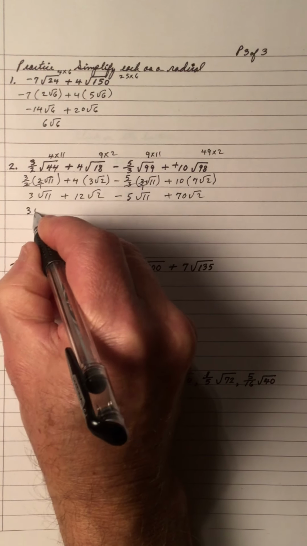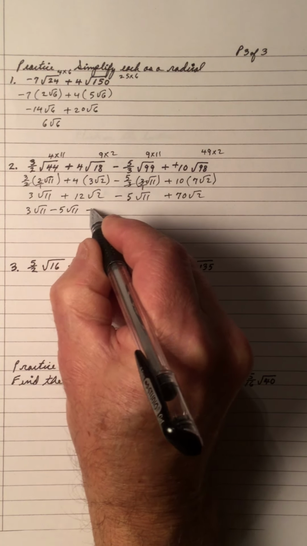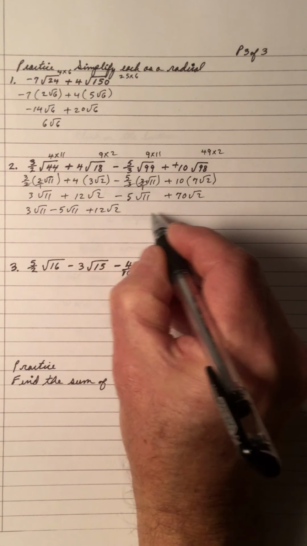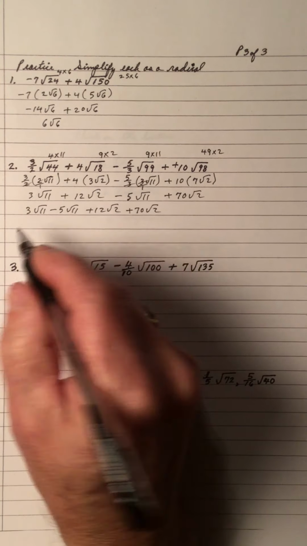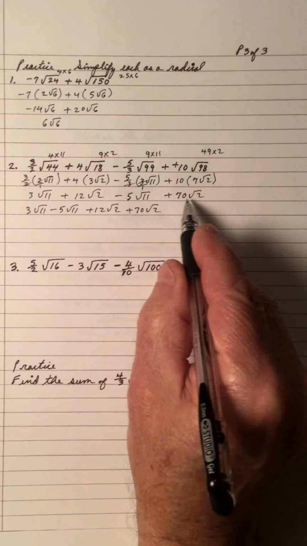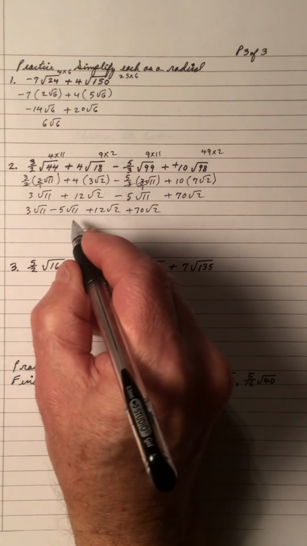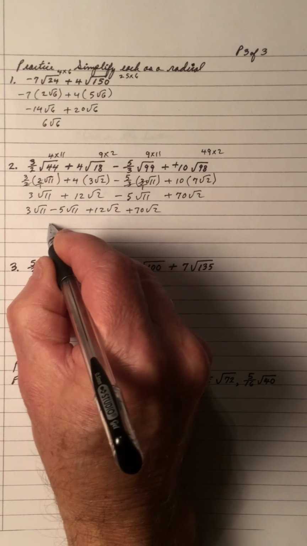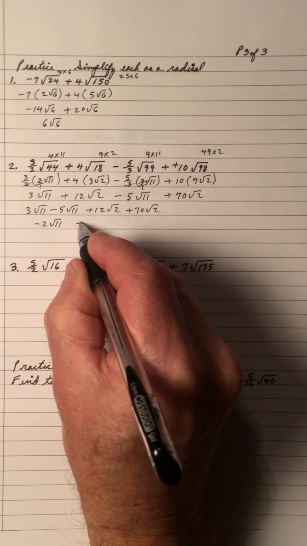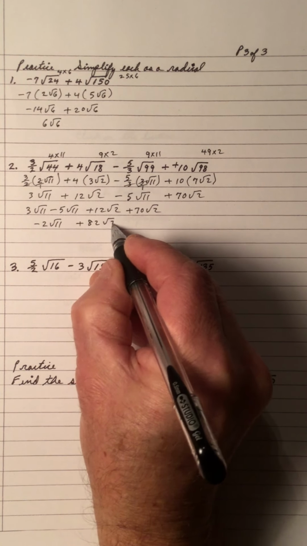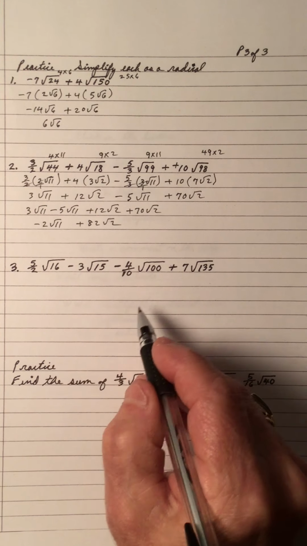I got a 3 root 11. I got a negative 5 root 11. I'm combining like terms, so I'm putting the like radicals next to each other. You could put root 2's first and then root 11's. Either way makes no difference. Notice when I moved them around, I didn't change the sign because I'm not transposing across an equal sign. So that's a negative 2 root 11, like terms. And that gives me 82 root 2. Done. Number 3, I got no double negatives.